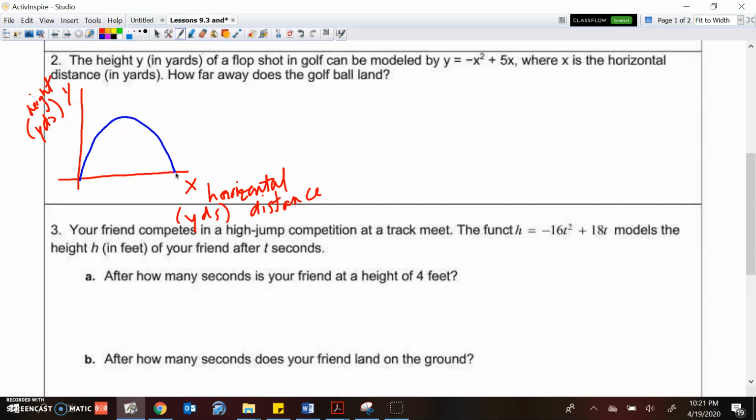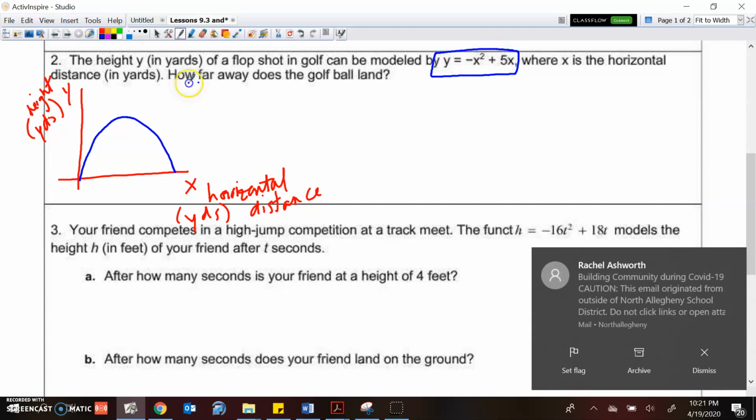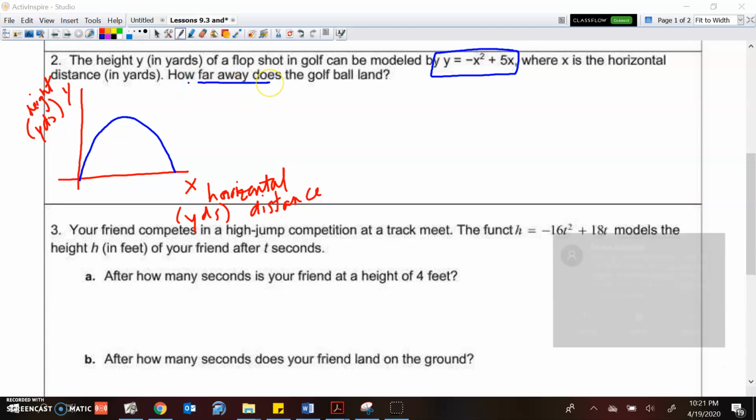Okay, so here's our equation. They want us to go ahead in this problem find how far away does the golf ball land. So they want this value here. So we know that when we solve quadratics using either factoring, solving by square roots, or quadratic formula, we end up getting these answers here. They basically want to know that one.